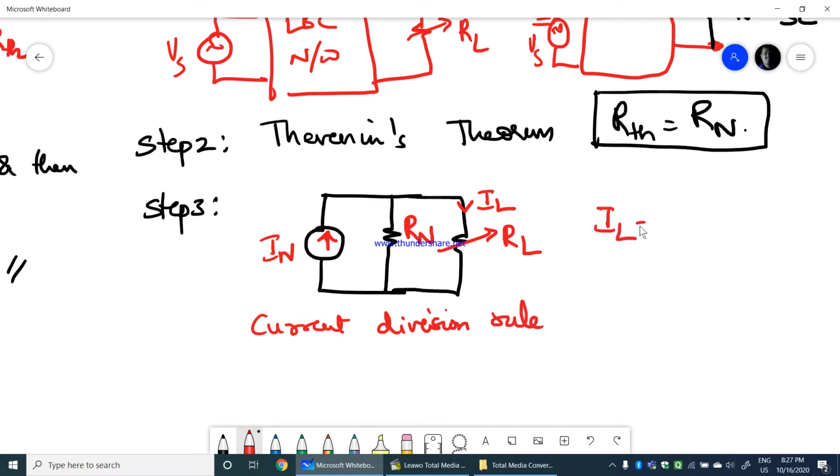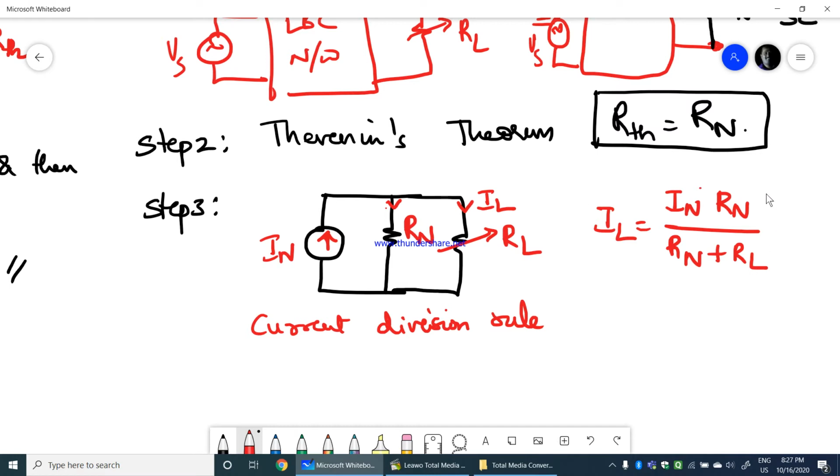So how is IL? IL is nothing but total current IN. So this is the total current and it is getting divided across these two branches. Therefore IL is total current IN multiplied by the opposite resistance RN divided by the summation of resistance RN and RL.